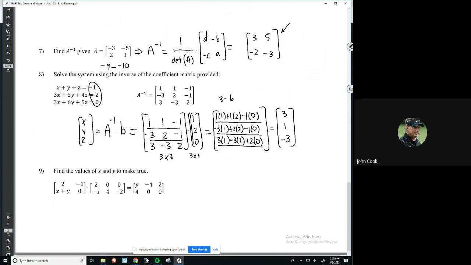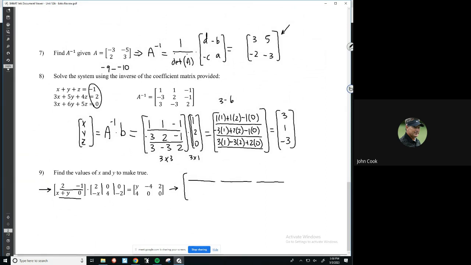All right, last one, find the values of x and y that make this true. So let's see. I'd probably multiply these two matrices together first, and then set them equal to each other basically. So let's do that. We've got row by column, so we have to multiply first. This is going to be a 2 by 3. So row number 1 is 2 times something, and then minus 1 times something. So I do that across all the rows.